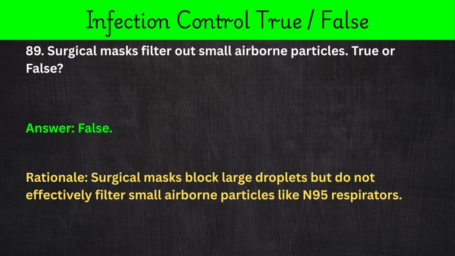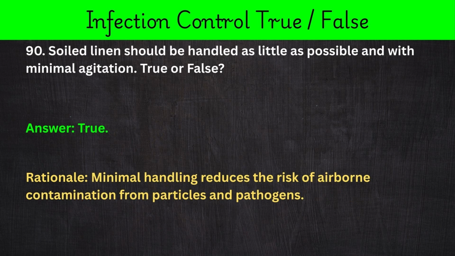89. Surgical masks filter out small airborne particles. True or false? Answer: false. Rationale: surgical masks block large droplets, but do not effectively filter small airborne particles like N95 respirators. 90. Soiled linen should be handled as little as possible and with minimal agitation. True or false? Answer: true. Rationale: minimal handling reduces the risk of airborne contamination from particles and pathogens.